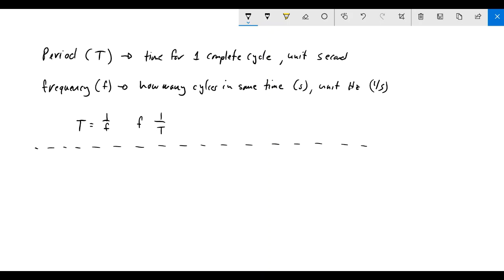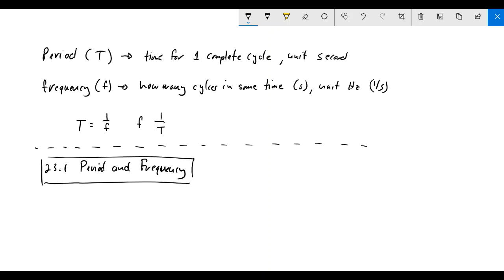So this example is going to be the period and frequency worksheet, and it's labeled 23.1 period and frequency. So you want to get this worksheet, and we're just going to look at a couple of practice problems for this. The first one that we're going to do is number 1, and it says a string vibrates at a frequency of 20 hertz. What is the period? So 20 hertz is the unit for frequency, so we'll write 20 hertz, and we want to find out what the period of this string is as it's vibrating back and forth.